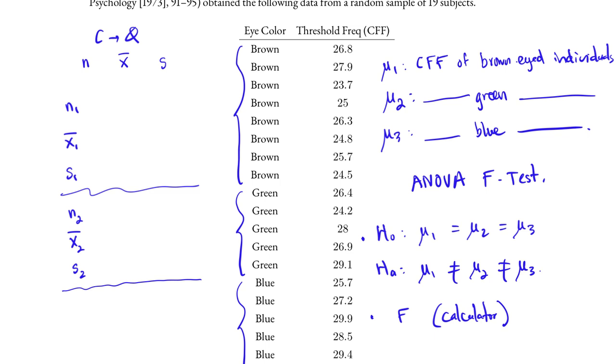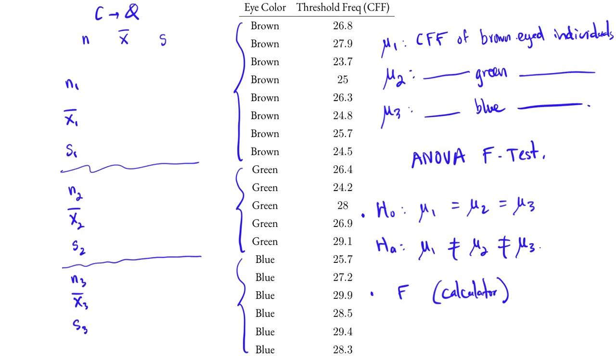And lastly, N sub 3, X bar sub 3, and S sub 3. We will need to know these statistics before we use the ANOVA F test calculator. But this is basically exploratory data analysis.